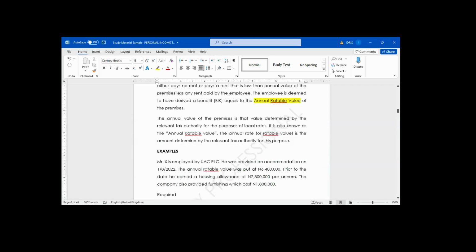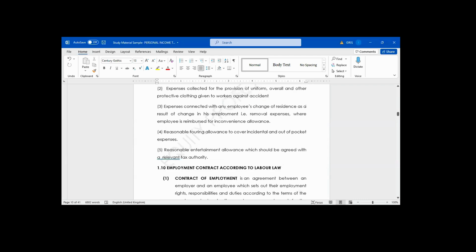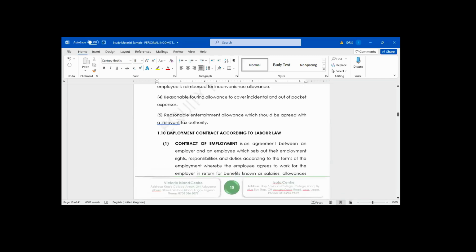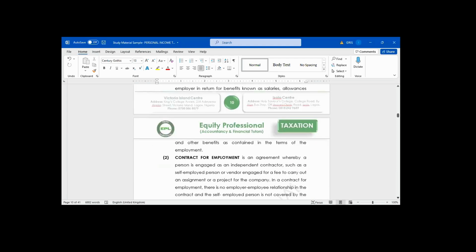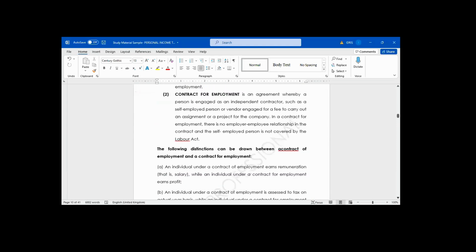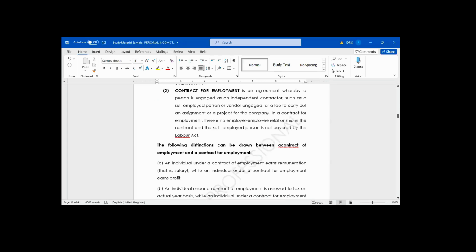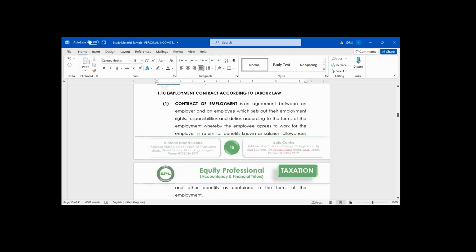The next thing we should look at, this your employment you are talking about, employment. According to the labor law, there are two types of employment. There is one called contract of employment, while the second one is called contract for employment. Contract of employment. Second is what? Contract for employment.